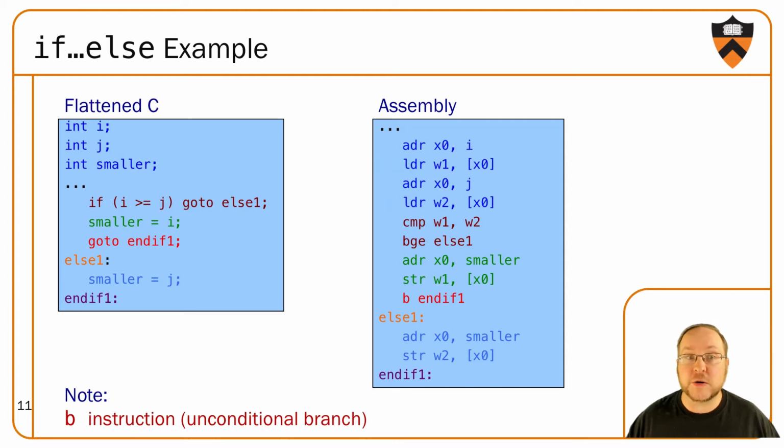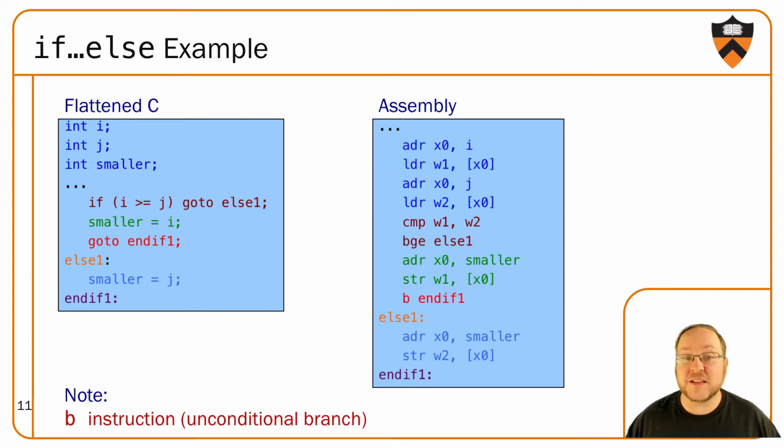Inside the consequent in green, we set smaller to i, grabbing the address of smaller and then dereferencing the pointer to store from the register i is held in, W1 from before, into that location which is now referenced by x0.